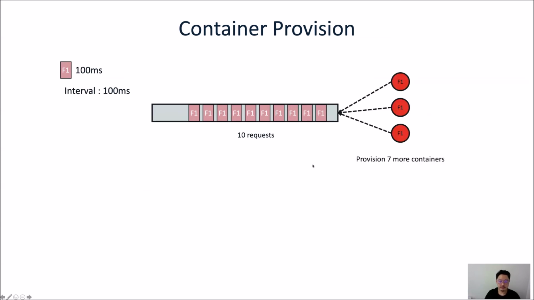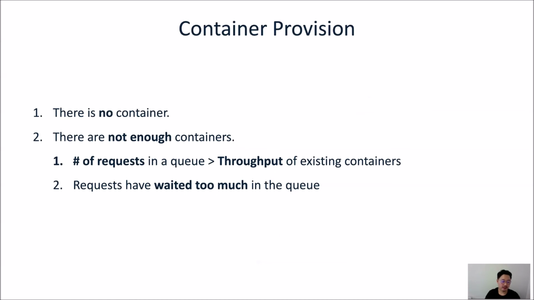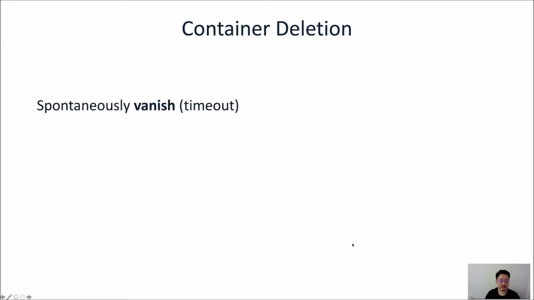So at some point, if there are 3 containers, then we can provision 7 more containers. Then how can you know the execution time of the given function? In our scheduler, when each container pulls a request, it sends its previous execution time. Our scheduler stores the execution times in a circular buffer, so we can calculate the average execution time of recent n executions. In this way, container provisioning happens when there is no container and when there are not enough containers.